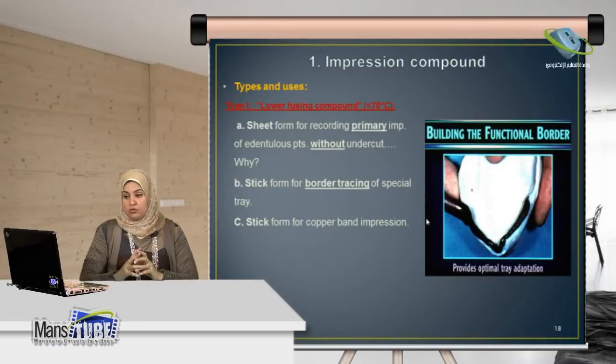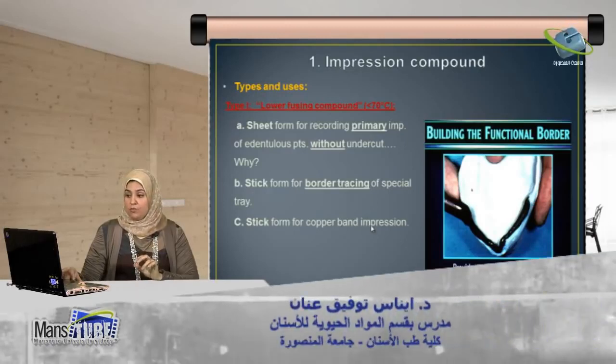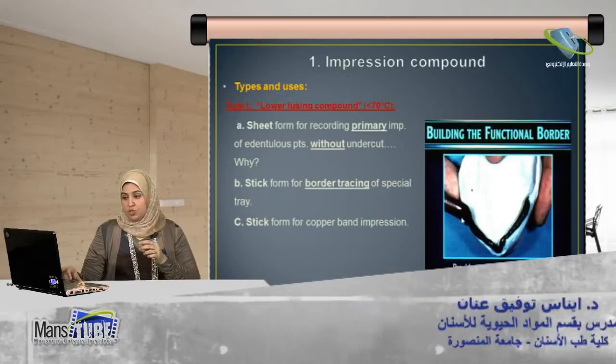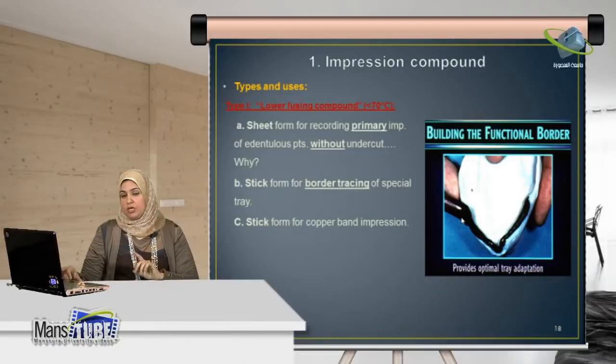The third use of this type is also for the stick form. Some sticks are used for recording an impression called a copper band impression, and the copper band impression is used to take an impression for a single tooth only by heating the sticks and making them soft, and then putting them in a copper band which is pressed against the tooth to take a primary impression also for a single tooth.